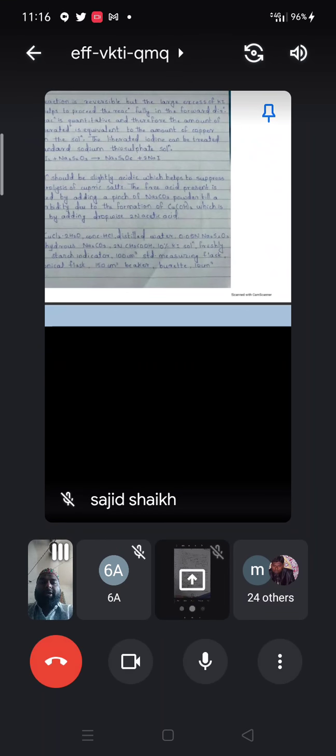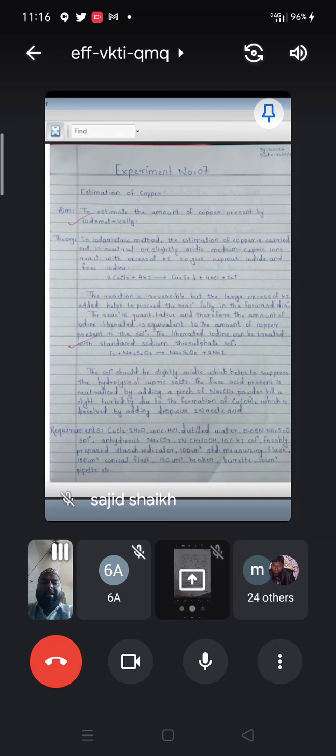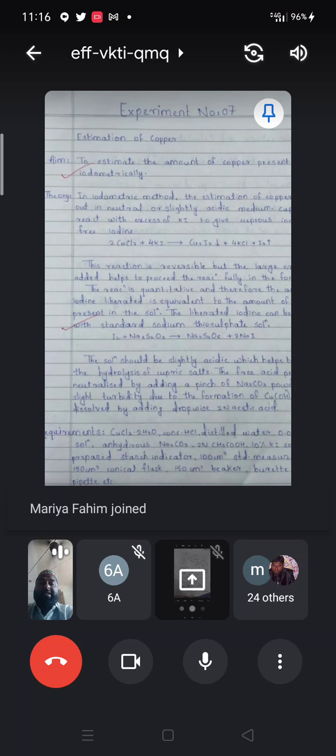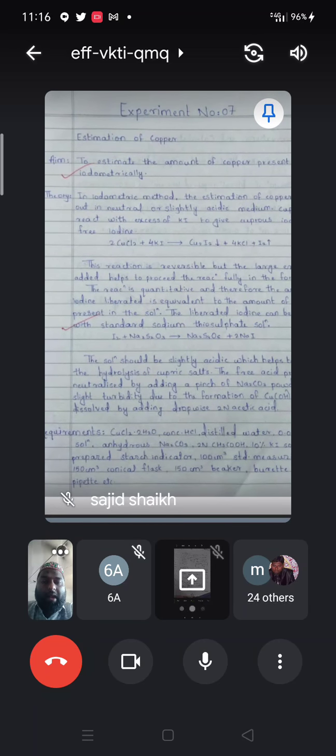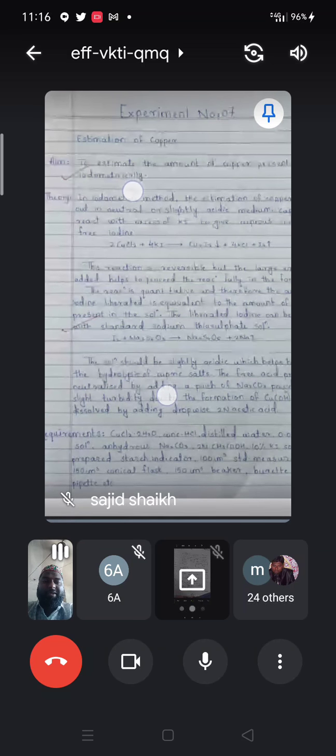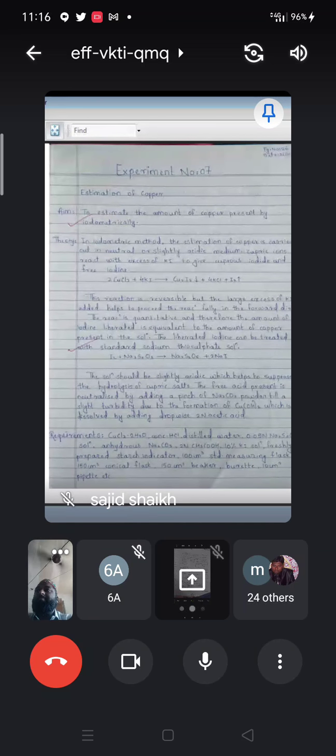Now we are going to see the next experiment, that is experiment number 7, the estimation of the copper. To estimate this particular copper, we are going to use the iodometric titration.